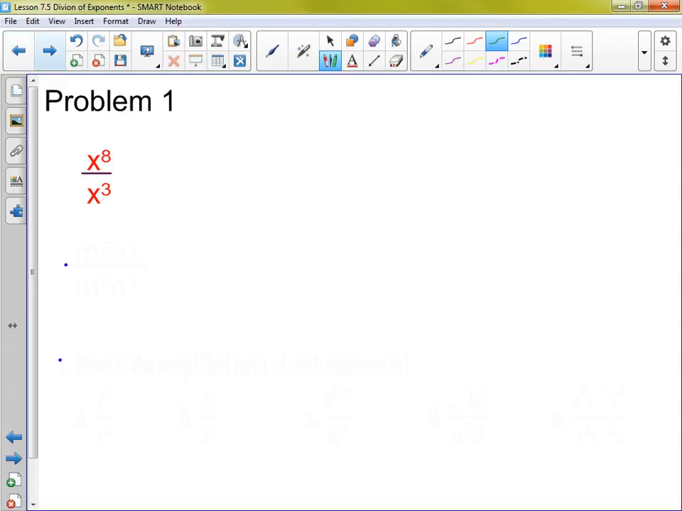So here is an example. Problem 1, you can write this down on your paper. You can write out x to the 8th and x to the 3rd like I did the first time, or you can notice that the bases are the same. This just becomes x to the 8 minus 3, or x to the 5th. And that's it.